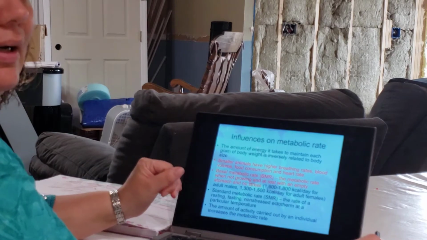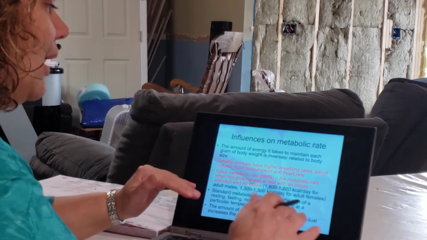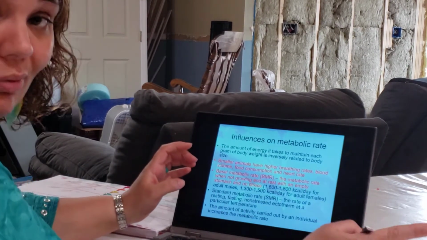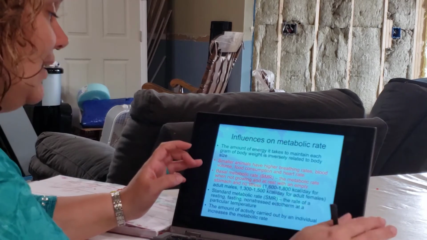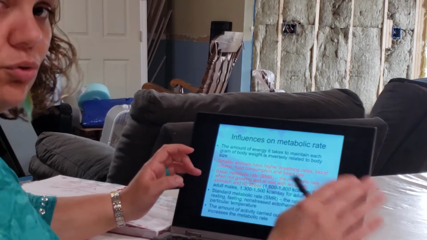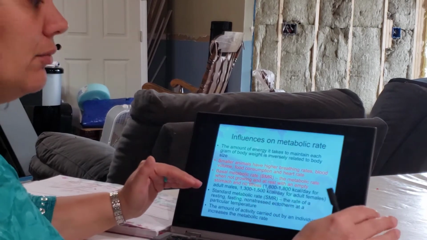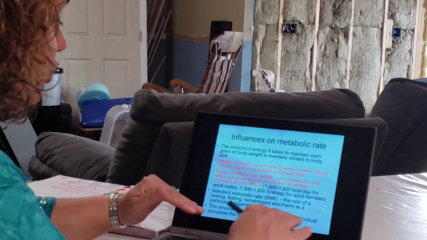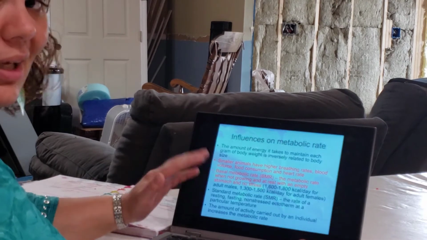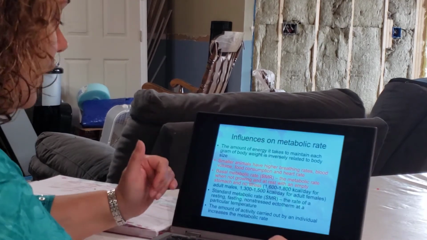Basal metabolic rate, your basal, your bottom, okay? The metabolic rate when you're not growing, when you're at rest, with an empty stomach, and no stress. So basically you just woke up, you're not stressed out, you've not eaten yet, you're just chilling. That's your basal metabolic rate, your BMR. Okay?